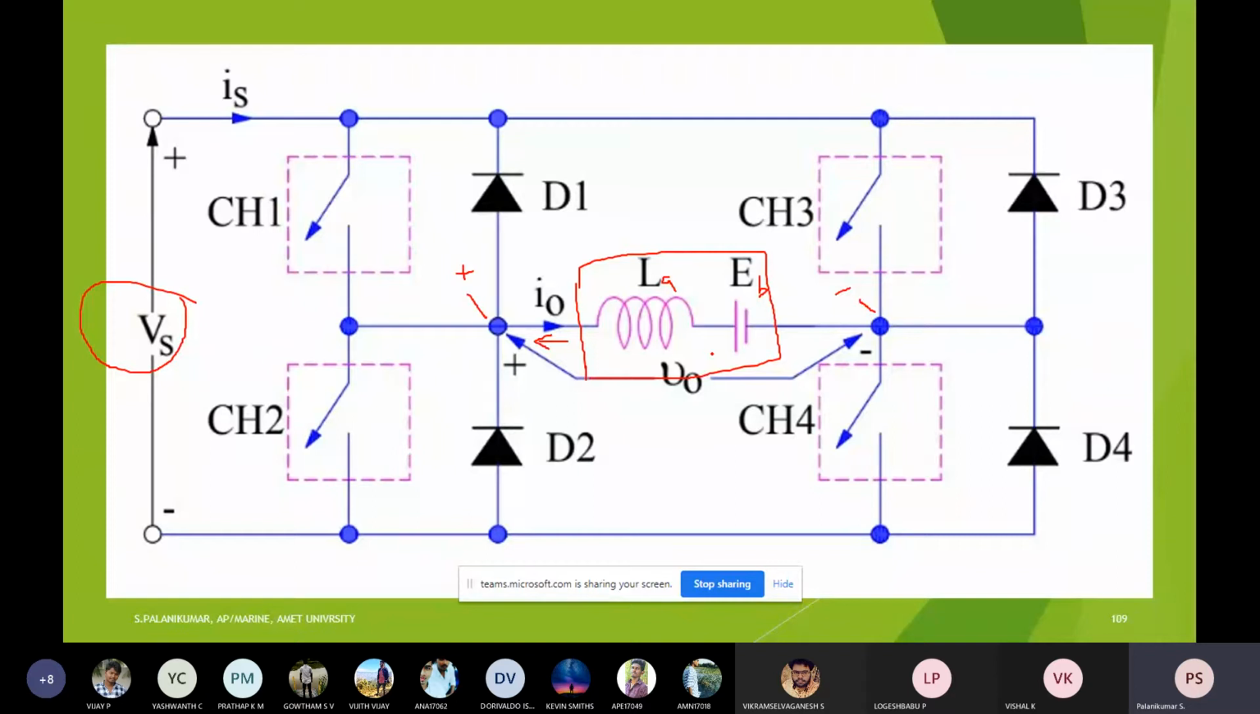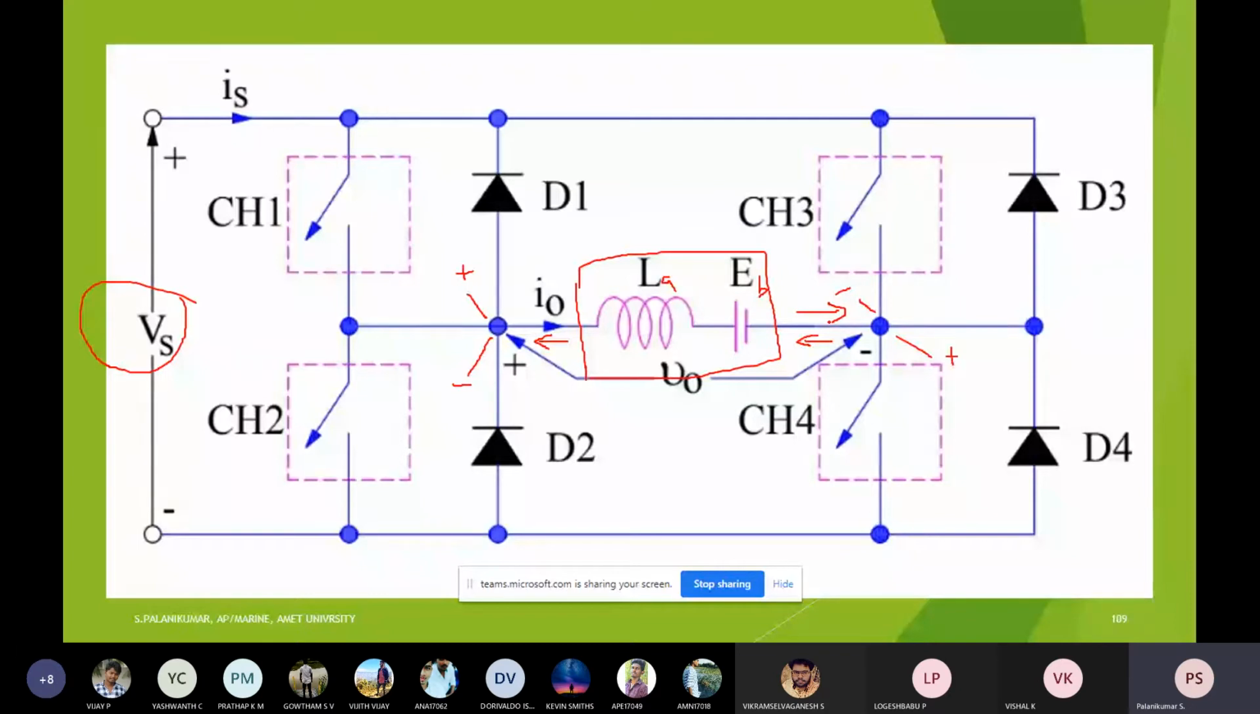Likewise, reverse motoring. During reverse motoring, this will be a negative terminal and this will be a positive terminal. Automatically, current will be flowing in this direction during reverse motoring. Same thing: the voltage will not be the same if the current is reversed. If the current is reversed, that is reverse braking.